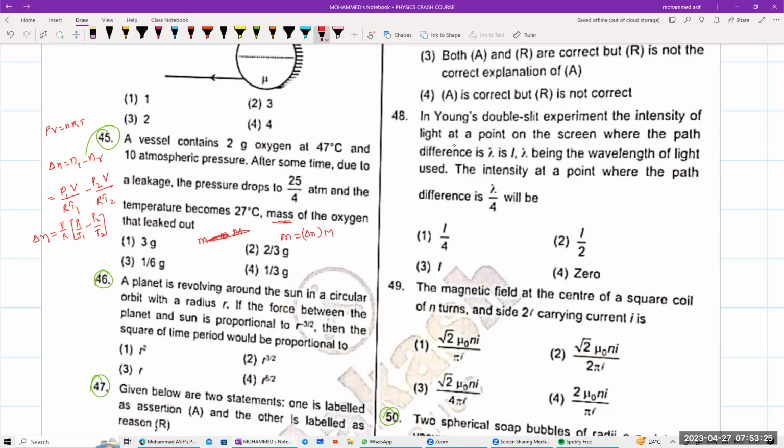ये करने का तरीका, मॉलिक्यूलर वेट ऑफ ऑक्सीजन कितना होता है बेटा, 32। ऑक्सीजन के लिए मॉलिक्यूलर वेट होता है 32। डेल्टा एन निकालना है। डेल्टा एन की वैल्यू कितनी आ रही है देखिए बेटा, vessel contains 2 grams of oxygen at 47 degrees Celsius। Vessel contains 2 grams of oxygen at 47 degrees Celsius and N is equal to mass by molecular weight, mass is 2 and this one is your 32, यानी this will be equal to 1 by 16.